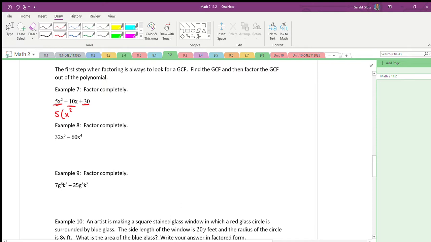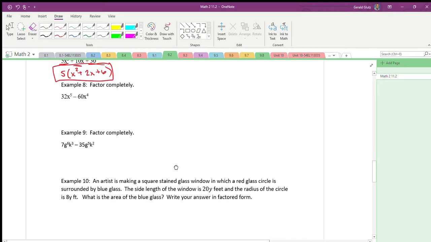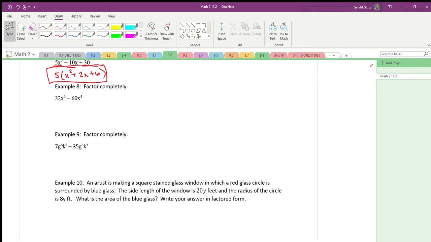This one started off as 10x, so I keep the same sign, so it's going to be plus. But then I factored out a 5, so 10x divided by 5 would be 2x. This one was 30, but then I factored out a 5, so 30 divided by 5 would be 6. So that's how that one would look after you factor it. As you can see, a 1, a 2, and a 6 are the numbers that are left on the inside.